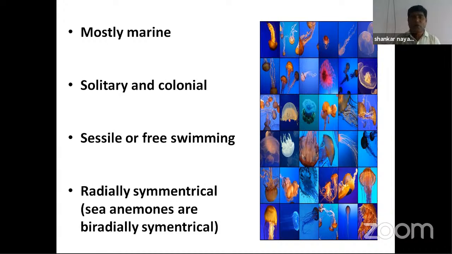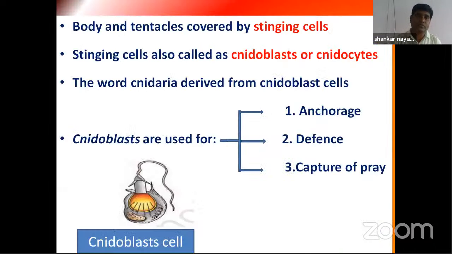When we see the symmetry, their body is radially symmetrical. But try to remember, children, sea anemone. Sea anemone is a well-known animal for us. The sea anemone's symmetry is biradial. Usually their body symmetry is radial symmetry, but the sea anemone's symmetry is biradial. The body and tentacles are covered by stinging cells. This is a special property of Cnidaria. Having stinging cells is a very important and unique property of Cnidarians. The name of those stinging cells is cnidoblasts or cnidocytes. These are also called cnidoblasts or cnidocytes.